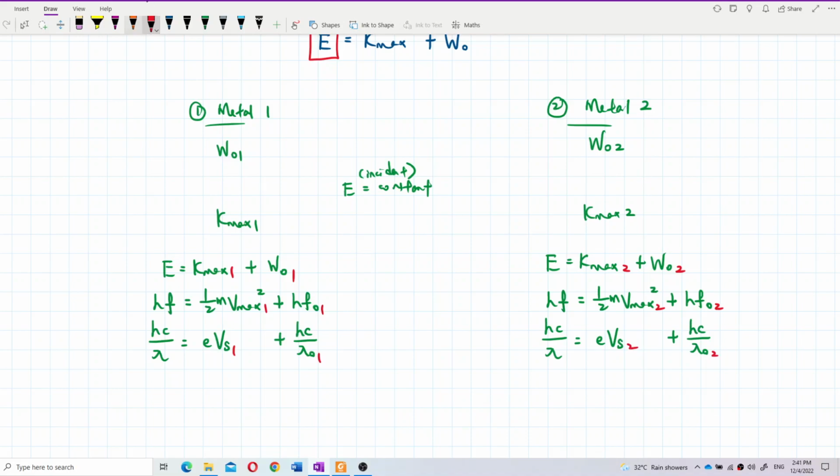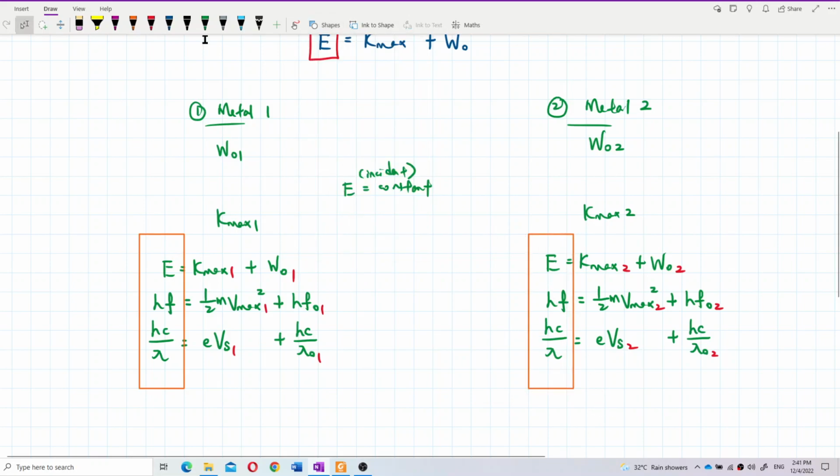All the rest, this part is constant. All this part is constant. Yeah, constant, because it used the UV incident photon, isn't it? Which is the violet light. Both of them use the same incident photon.